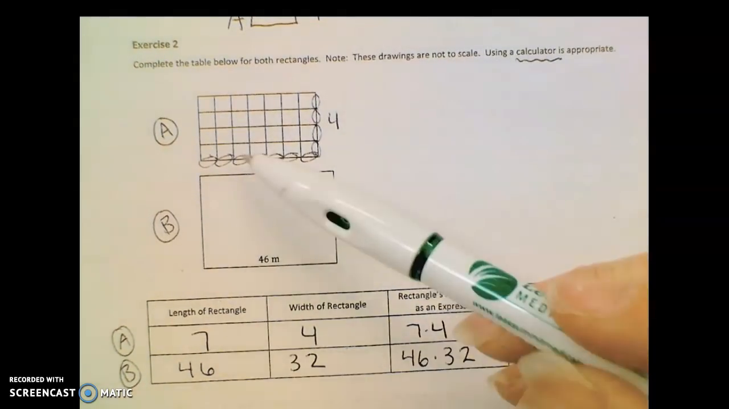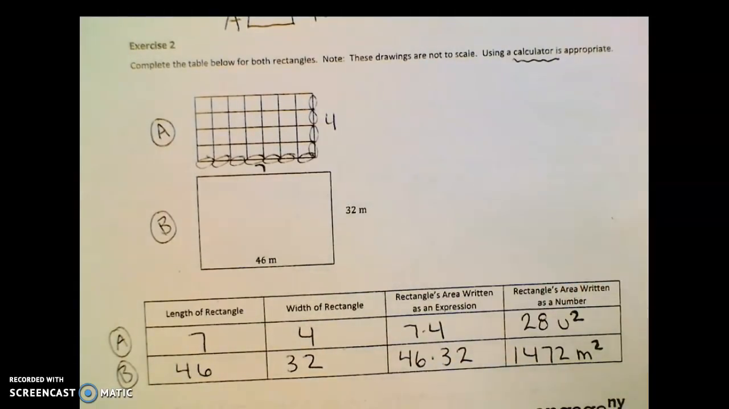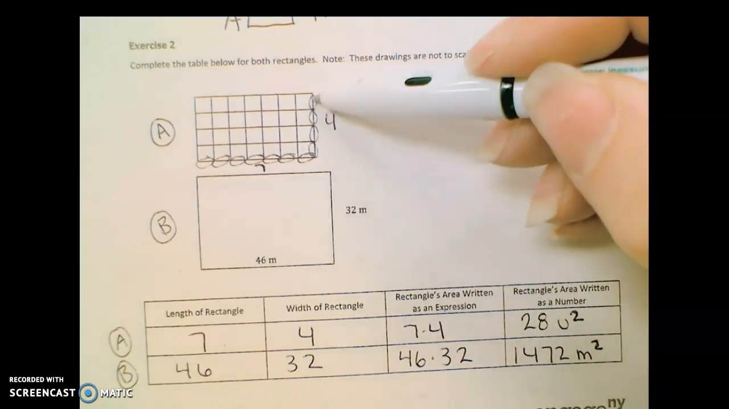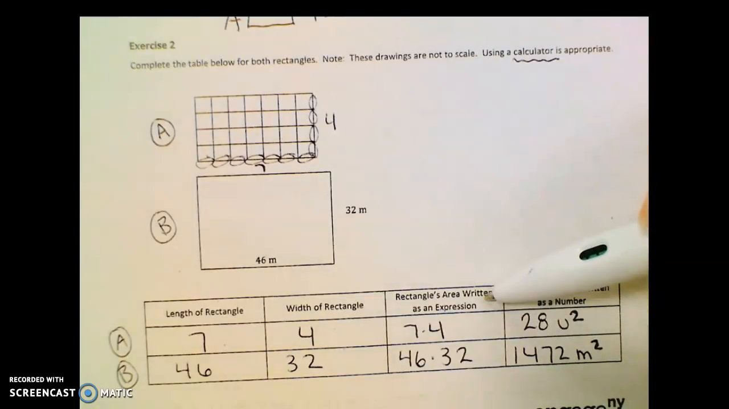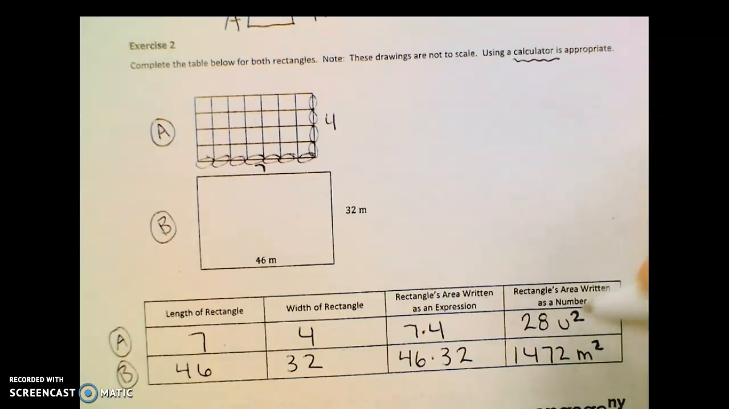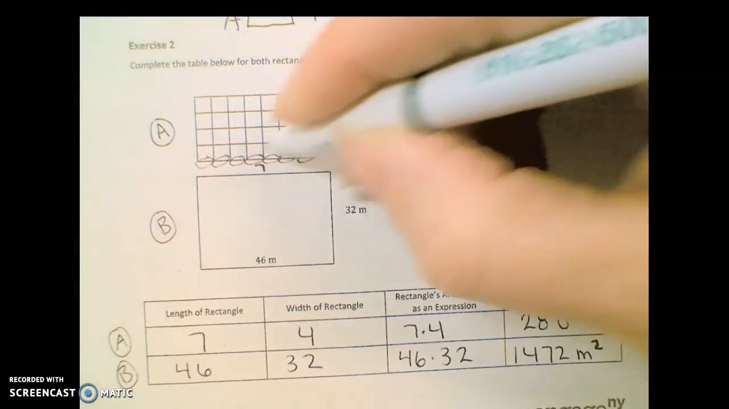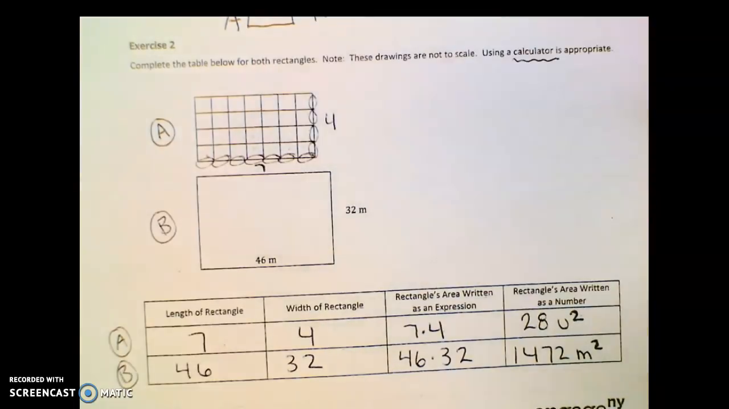So to find the length of rectangle A, I needed to count these segments down here, and there were 7 segments. So that's the length. The width, I count these segments here. There were 4 segments, so that's your width. The area written as an expression is 7 times 4. Written as a number, it's 28 units squared. Make sure you have that label. There are literally 28 squares that cover this space, making that the area.